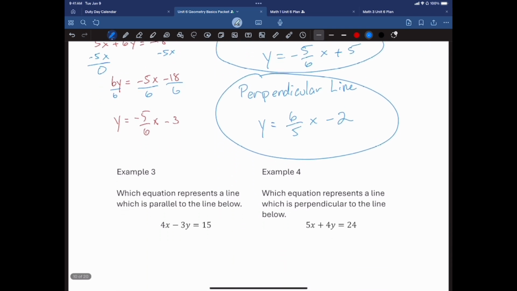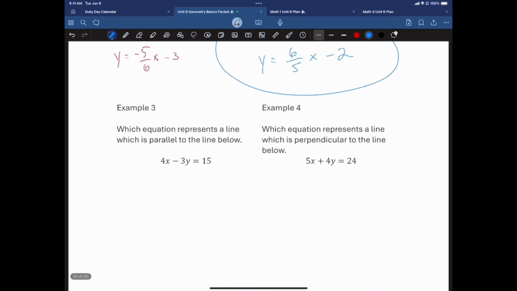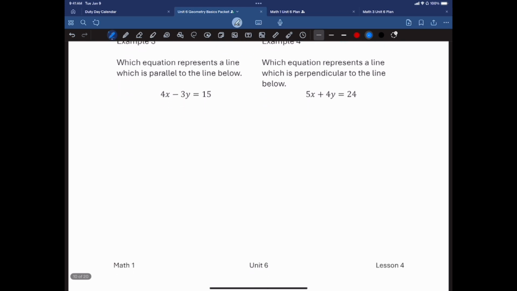Okay, now we have our last 2 examples. And I forgot to write the multiple choice. So let's just write an equation, okay? So we want to write which equation represents a line that is parallel to the line below. Okay, so we need to find the slope.